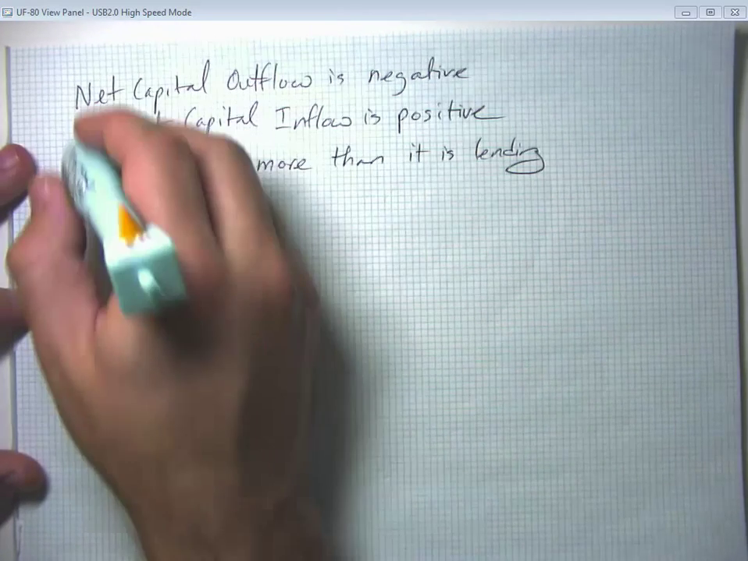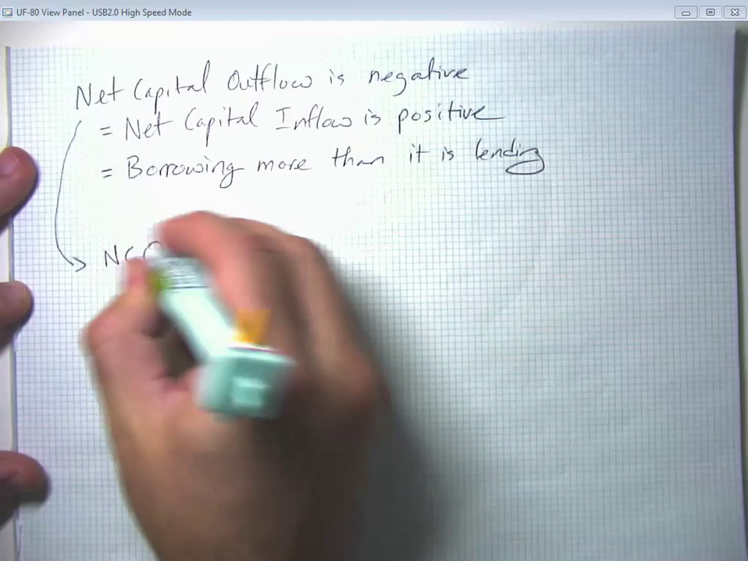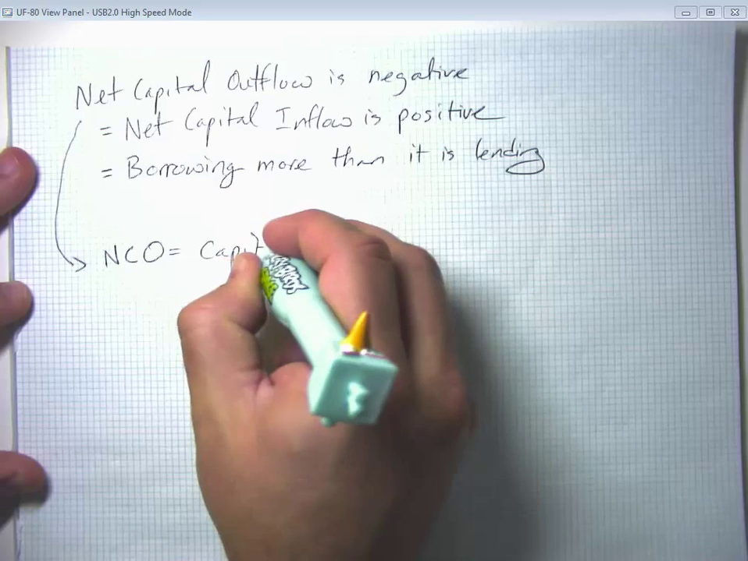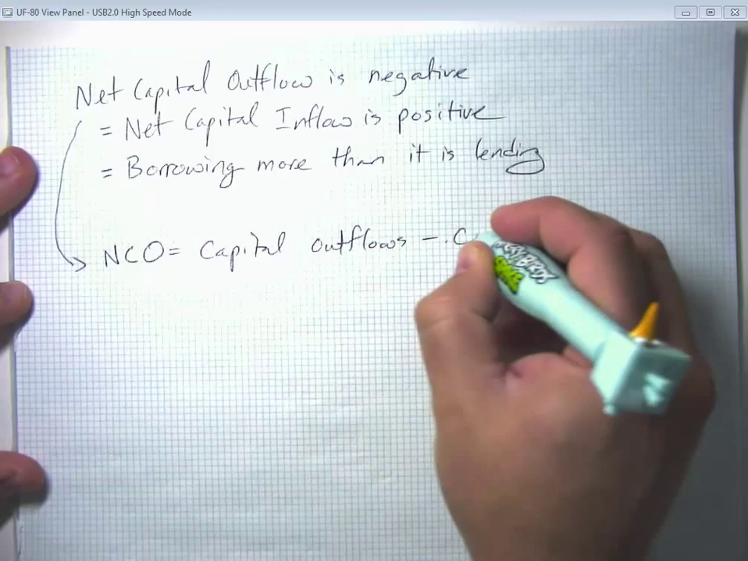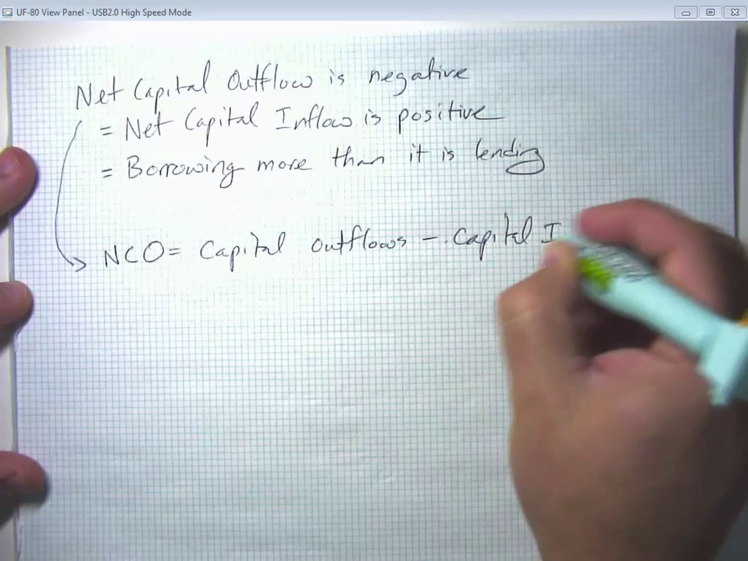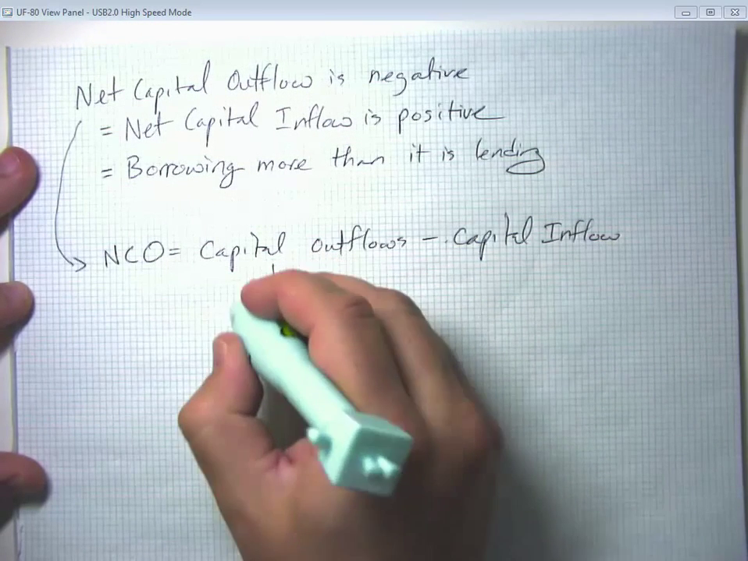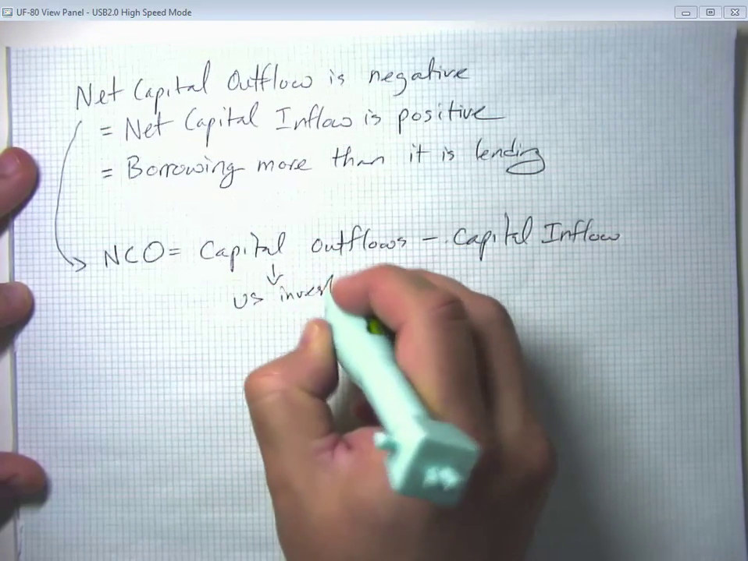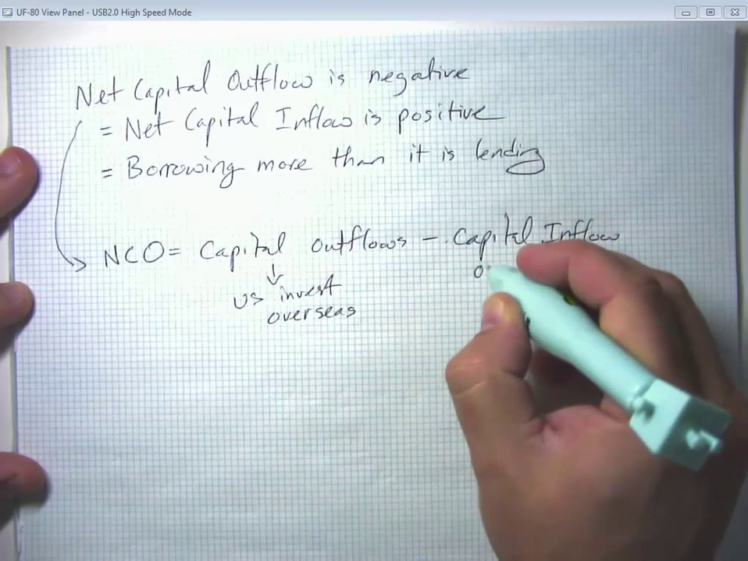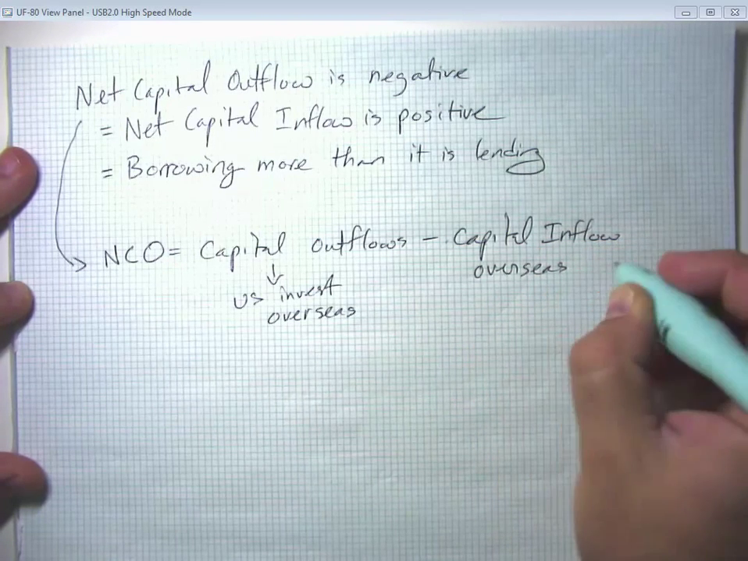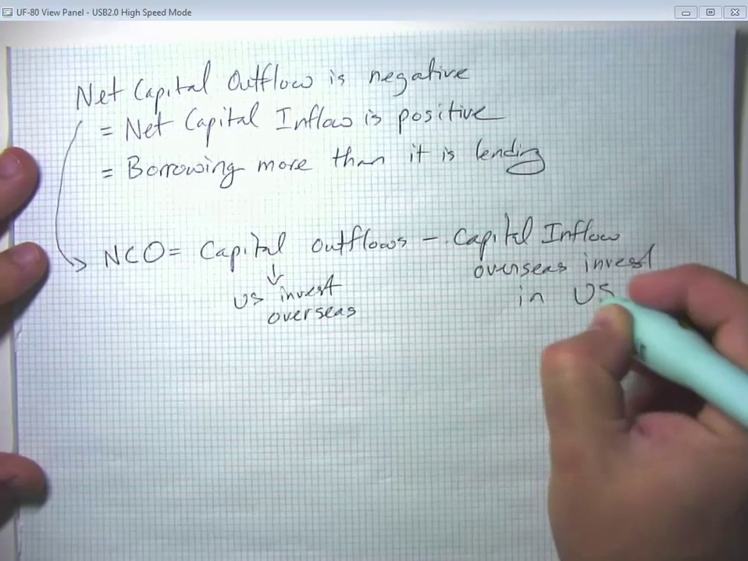And if we wanted to just make sure that we got this here, the reason why it's net capital outflow is that net capital outflow equals capital outflows minus capital inflows. A capital outflow is when the U.S. invests overseas. A capital inflow is when people overseas or in foreign countries invest in the U.S.